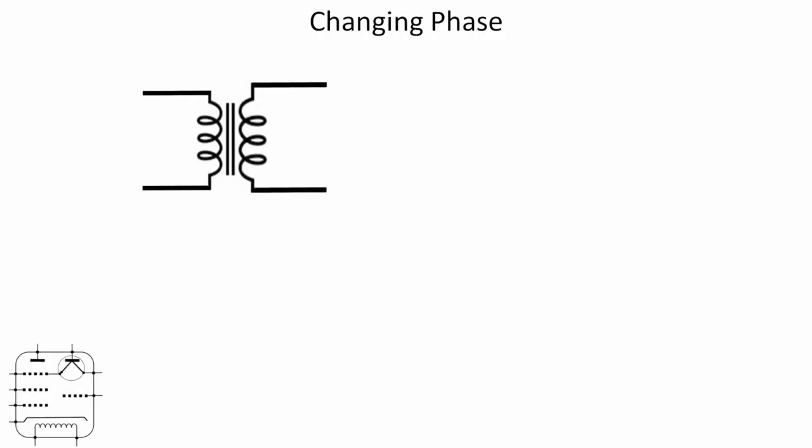Let's start by looking at a simple transformer, which effectively isolates two parts of a circuit. And what we're going to do is feed in a sine wave to the left hand side, and hopefully what's going to appear on the other side is a similar looking sine wave. Now it's possible for the voltage relationship to change, but we won't go into the details of that today, but the waveform for the most part should be similar, if not the same.